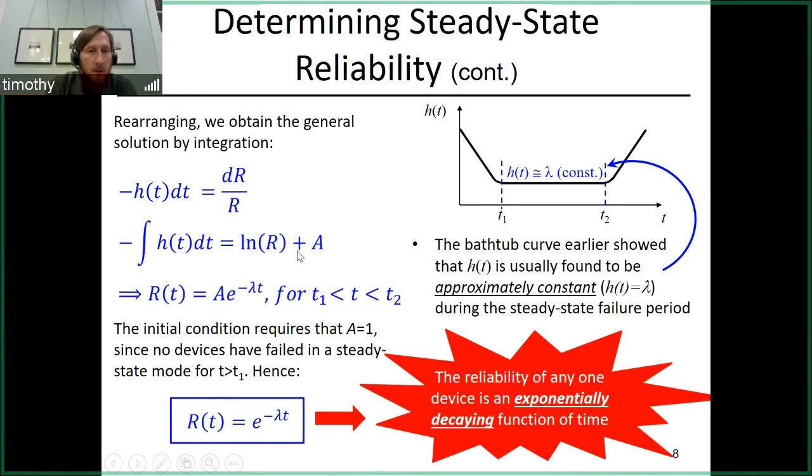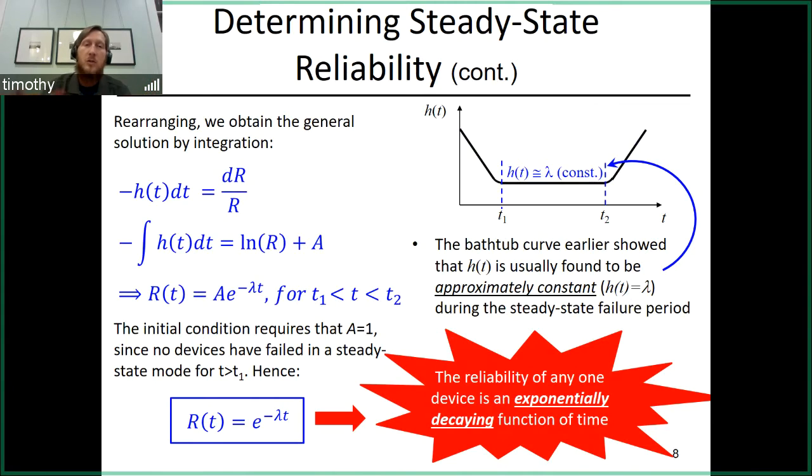So if we solve that down for this r of t term, we can see that if we assume that h of t is a constant, which it should be over this duration of time, it solves out to be this form. The initial condition requires that a is equal to 1. This makes sense because at the beginning of this test, no devices have failed, and so this ratio is going to be equal to 1.